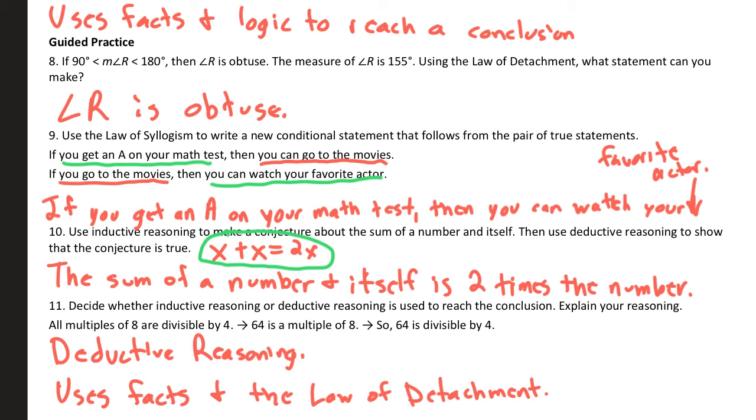And then 11, deciding whether inductive or deductive reasoning is used. Well, we look at this situation. It says all multiples of 8 are divisible by 4. 64 is a multiple of 8, so 64 is divisible by 4. That directly connects to number 8 here. We've got a statement that is true in a specific case that satisfies that statement, so we can draw that conclusion, that 64 is divisible by 4. It fits that law of detachment. So we're using facts, we're using logic to draw a conclusion, not patterns.